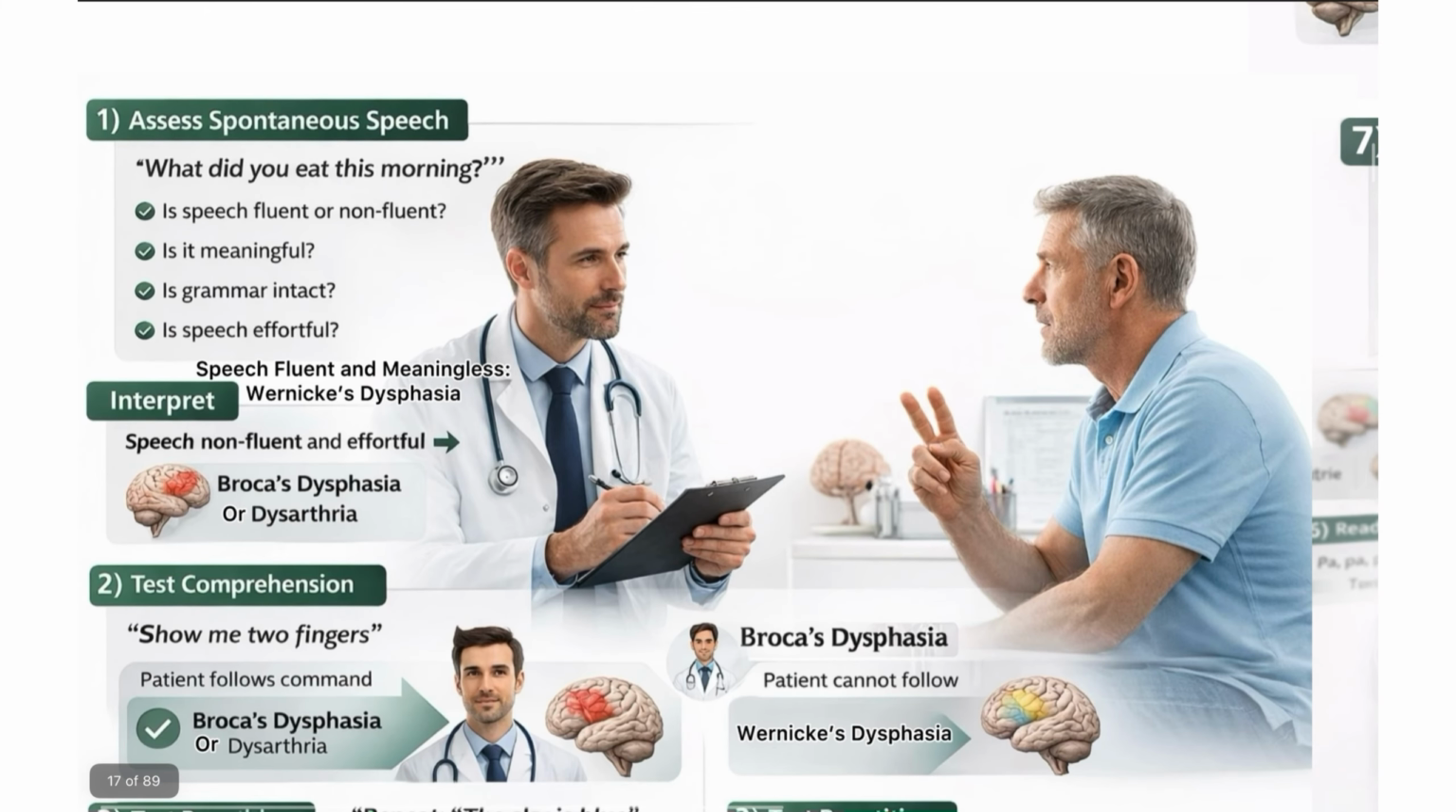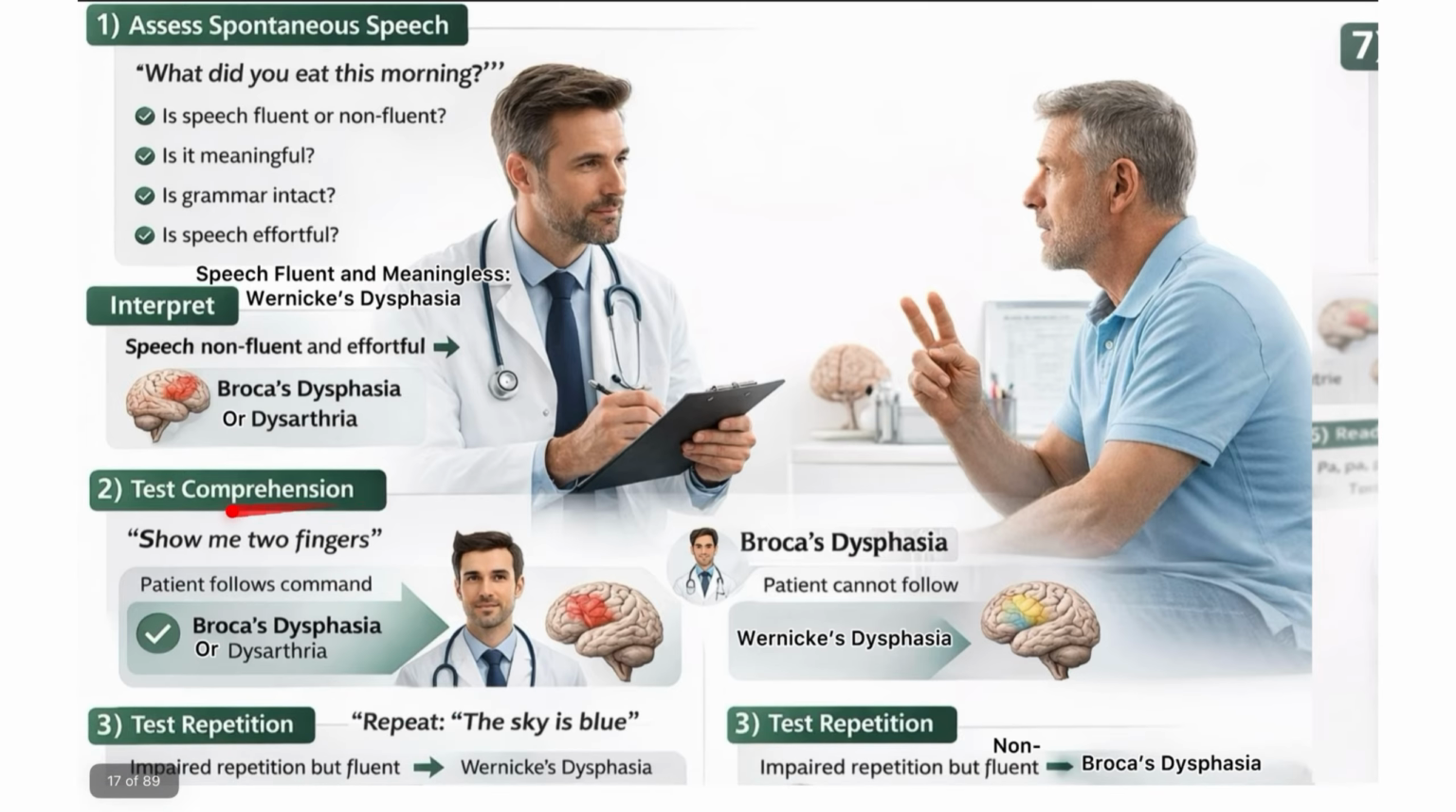So how do you interpret it? If the speech is non-fluent but effortful, then you may think of Broca's dysphasia or dysarthria. But if the speech is fluent but meaningless, then you can think of Wernicke's dysphasia. Now, the next thing that you have to do is test comprehension. Ask the patient to show two fingers if the patient follows the command. So the speech difficulty can be because of Broca's dysphasia or dysarthria. But if the patient cannot follow the command, then it can be because of Wernicke's dysphasia.